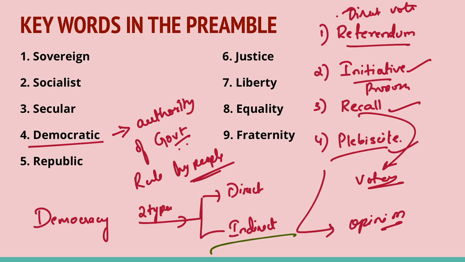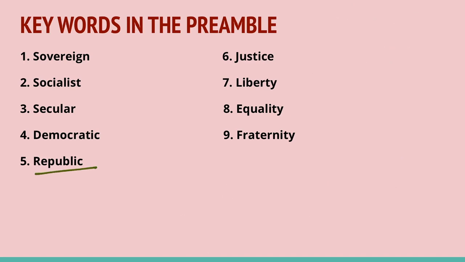Indirect democracy. The representatives are elected by the people, and they exercise the supreme power and thus carry on the government, and these representatives make the laws. This type of democracy is known as representative democracy, and it is of two kinds: parliamentary democracy and presidential democracy.